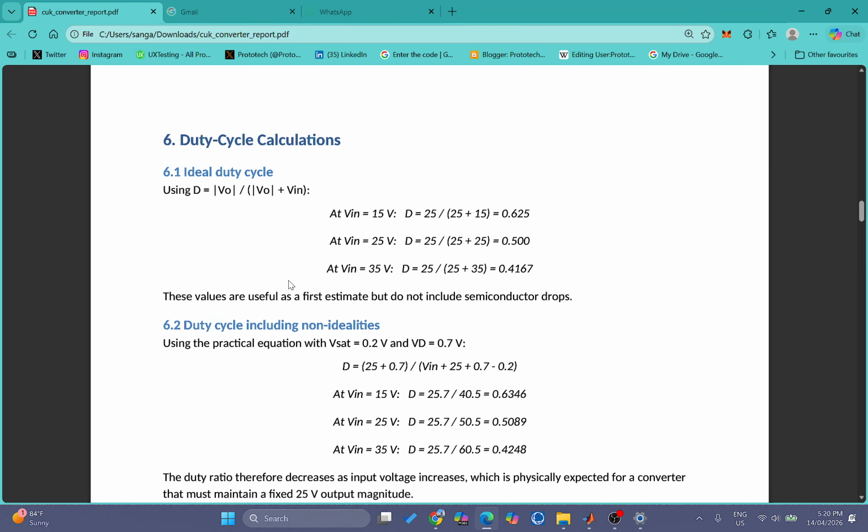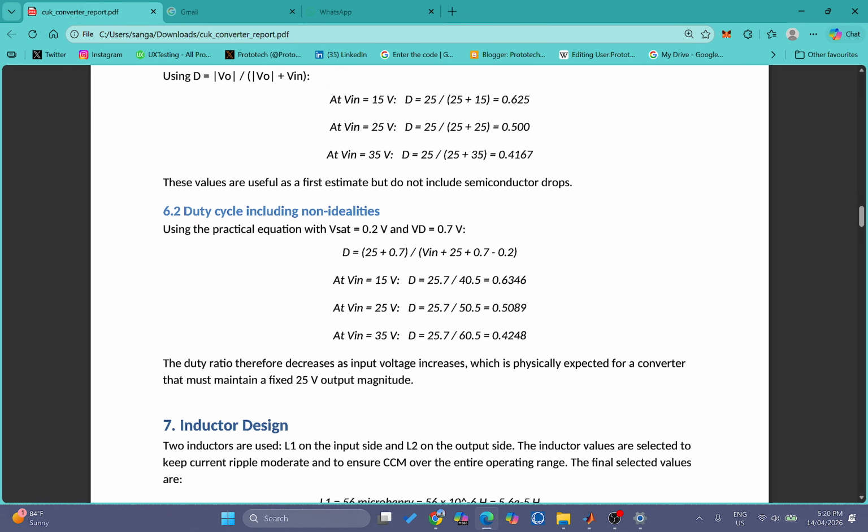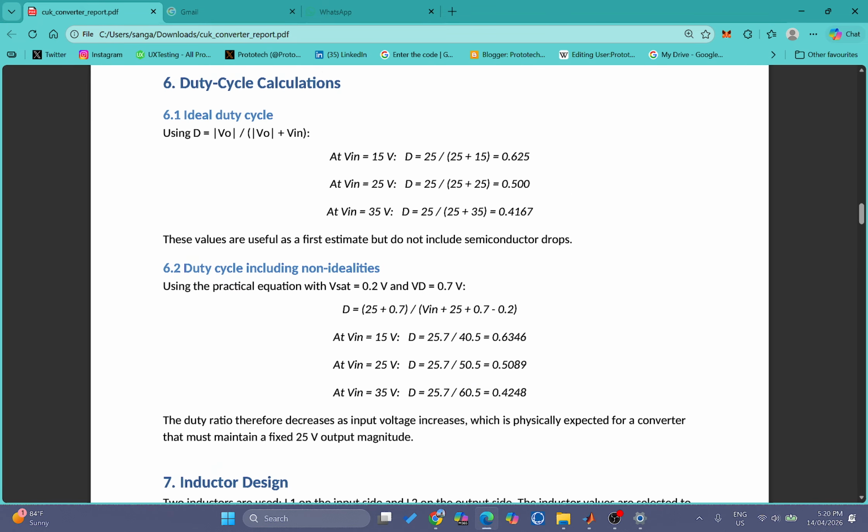Now calculating the duty cycle. At V in of 15, the duty cycle is 0.625, and at 35, the duty cycle is 0.416. That is the duty cycle we are going to use. That is the ideal duty cycle.